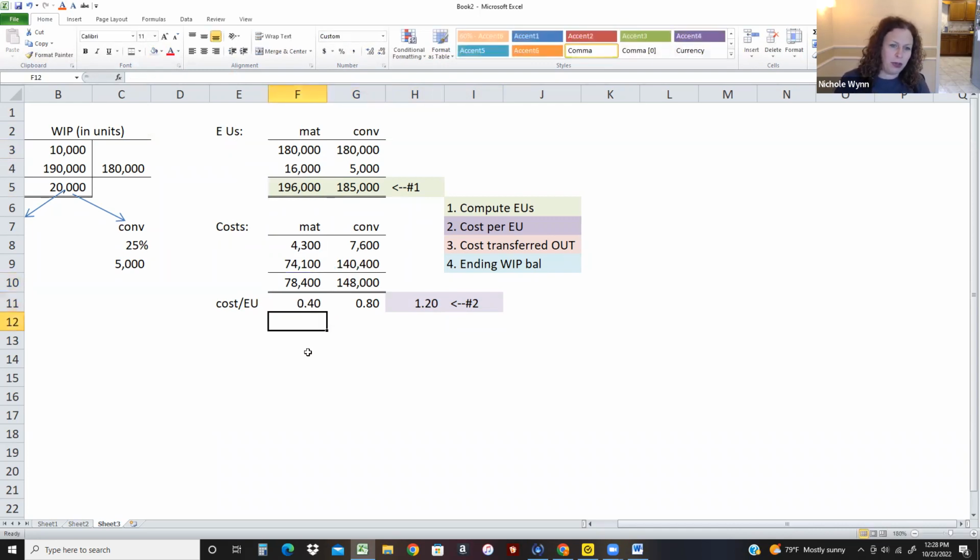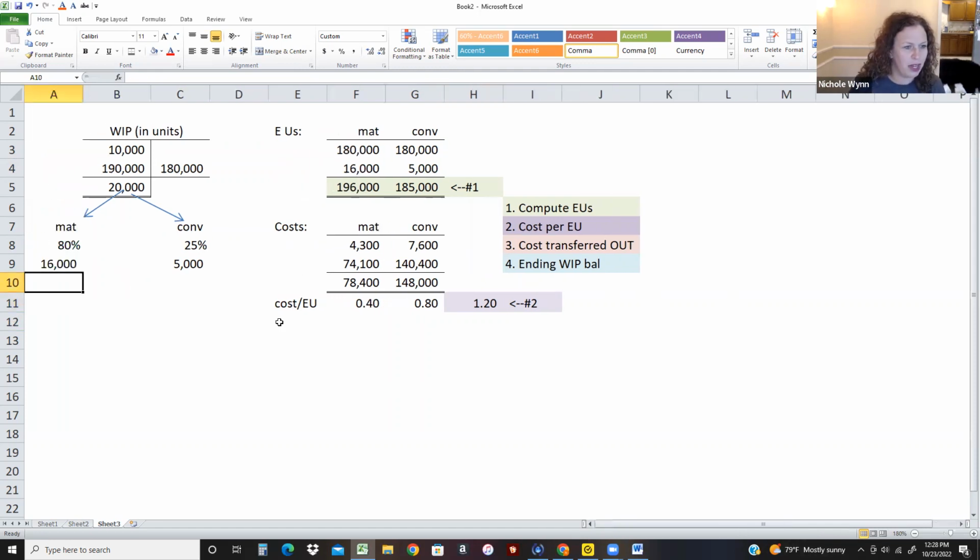So the cost per EU, we finished all of the material for these costs, and we finished some of the material based on the percentages, and some of them are at 100%. So these are at 100%. These are at 80 and 25%. And so all of these costs were to do these units. And so it all works out to be able to add them together. So our cost per EU is $1.20 per unit. So any units that are actually finished have a cost assigned to them of $1.20.